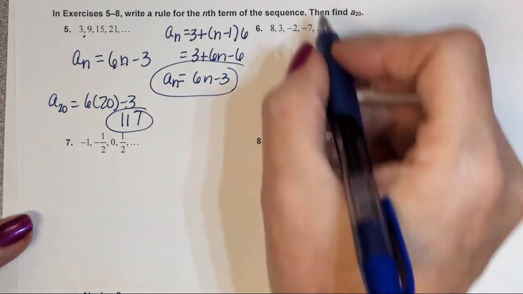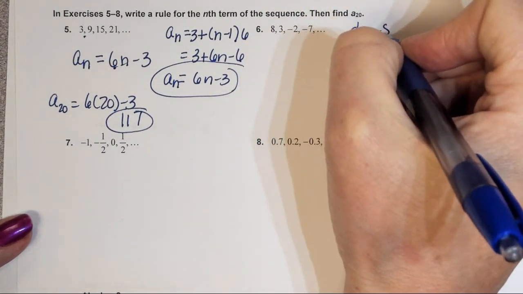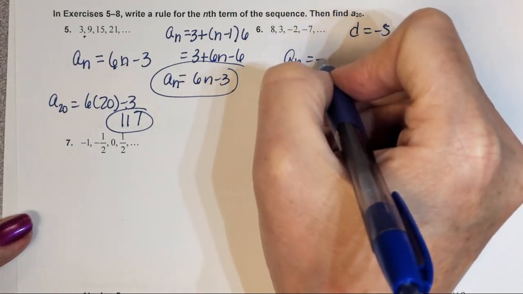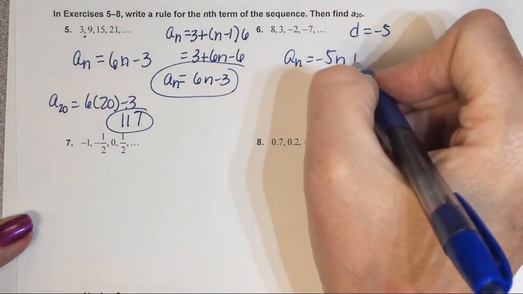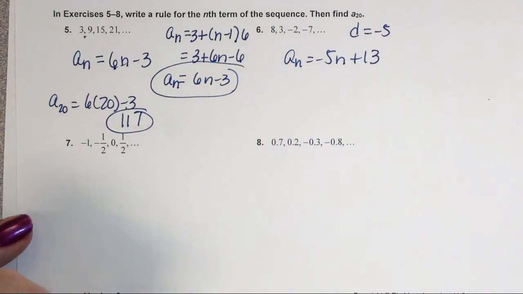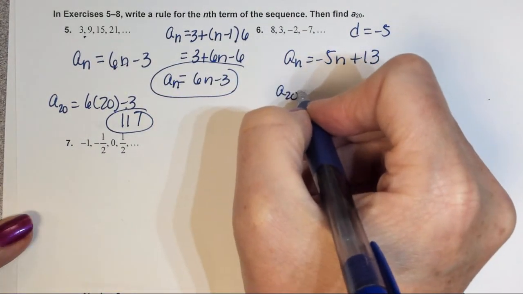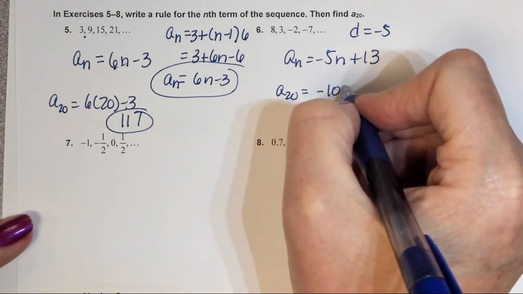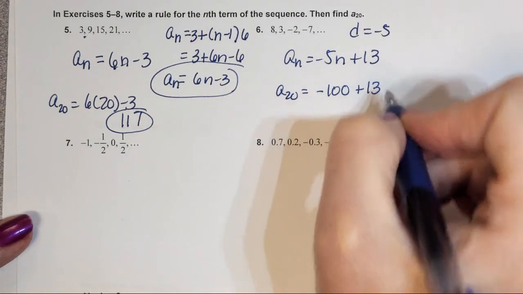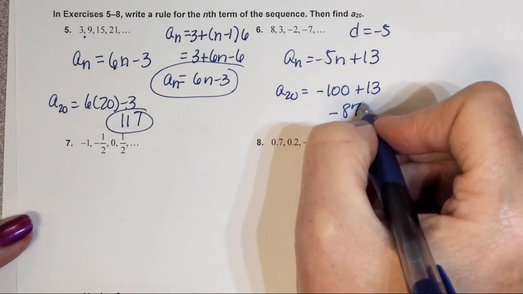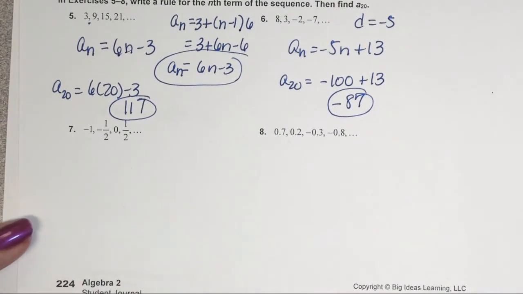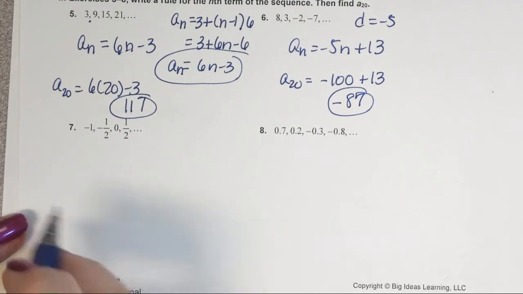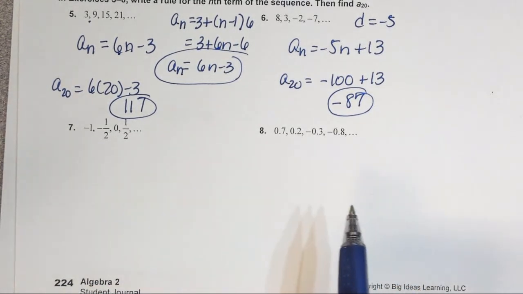So I found D was -5, and then a sub n equals -5n. And then to get 8, you would have to add 13. Good. And when you substitute 20, I got it. Close. I think you're going to get -87, right? Yeah, good. Nice job. So I think it's quicker to do it that way than it is to use our new formula, isn't it?